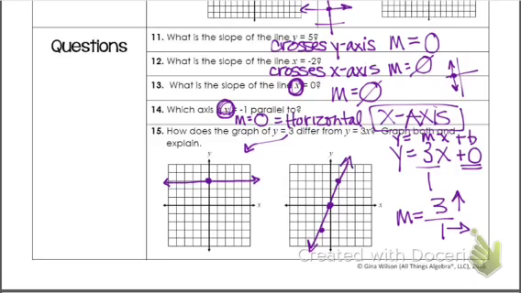So, we've graphed both. Now we can explain. It differs because the first one's horizontal and the next one's not. Pretty simple, right? The second one has a positive slope, the first one has no slope. Okay, makes sense?